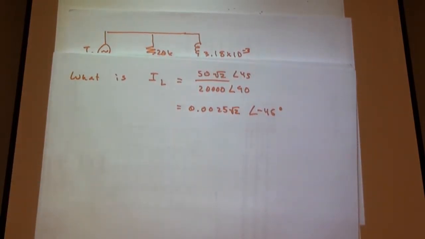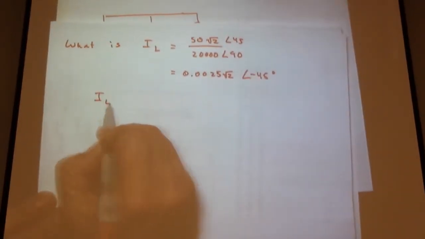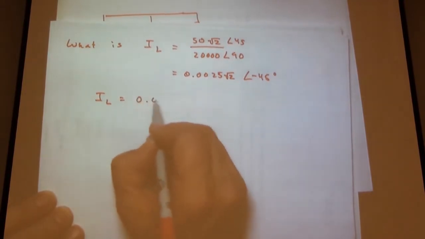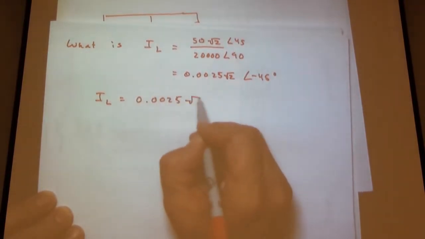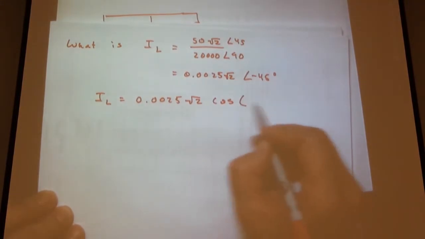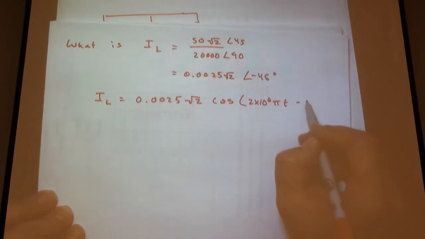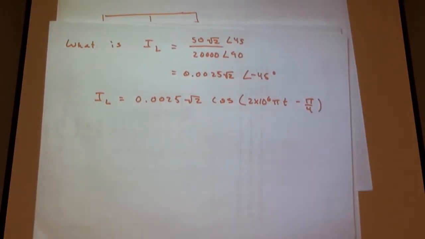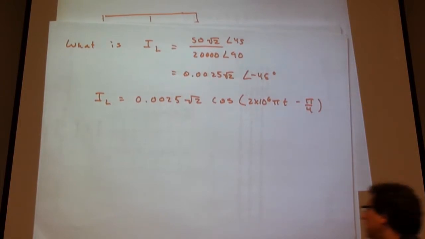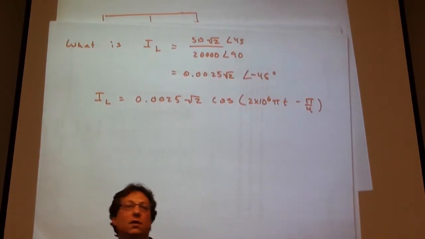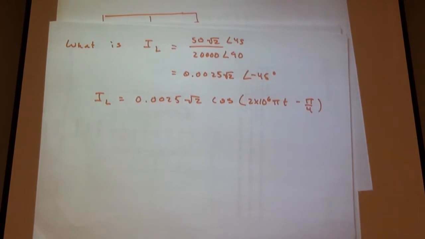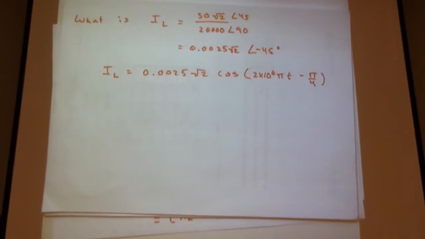Now, you can write out in cosine form now as well. 0.0025 square root of 2 cosine of (2 times 10 to the 6th pi t minus pi over 4). And we can note that the current through the inductor is lagging our source current. It's worth noting. And just to remind ourselves of what leading and lagging look like in terms of some relative phase.